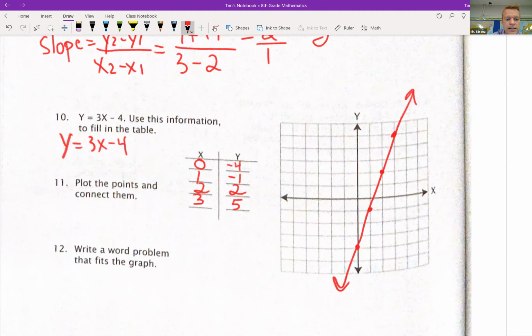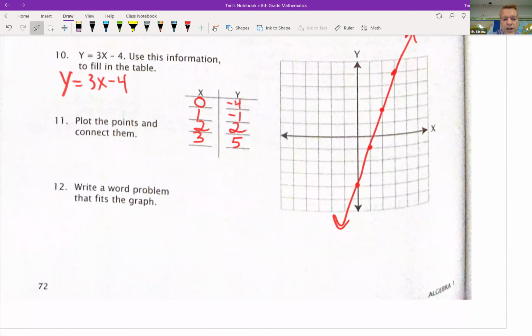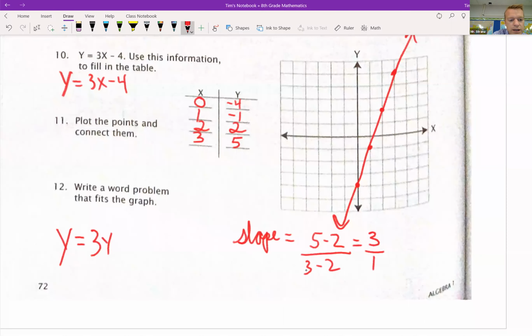All right, and it says write a word problem. So you need to write a word problem. I'm not going to write one right now. I will find the equation though. So my slope is going to be 5 minus 2 over 3 minus 2, which is again going to give me a slope of 3 over 1. So my equation is going to be y equals 3x. My line is crossing the y-axis at -4. So 3x minus 4 is going to be my equation. And it tells you, you can verify that right up here. But I want you to write the word problem, all right?